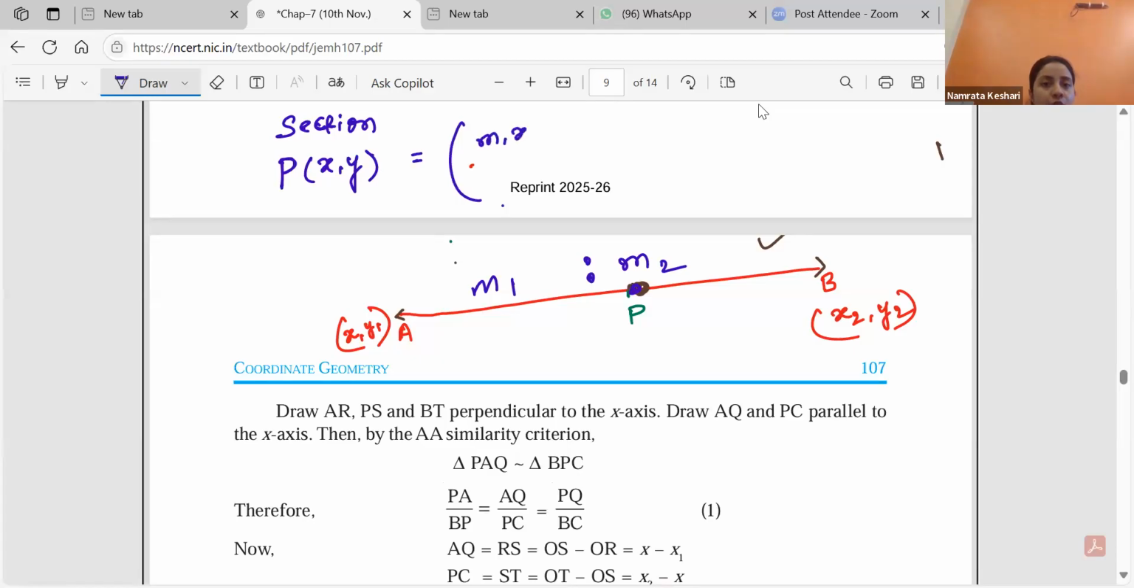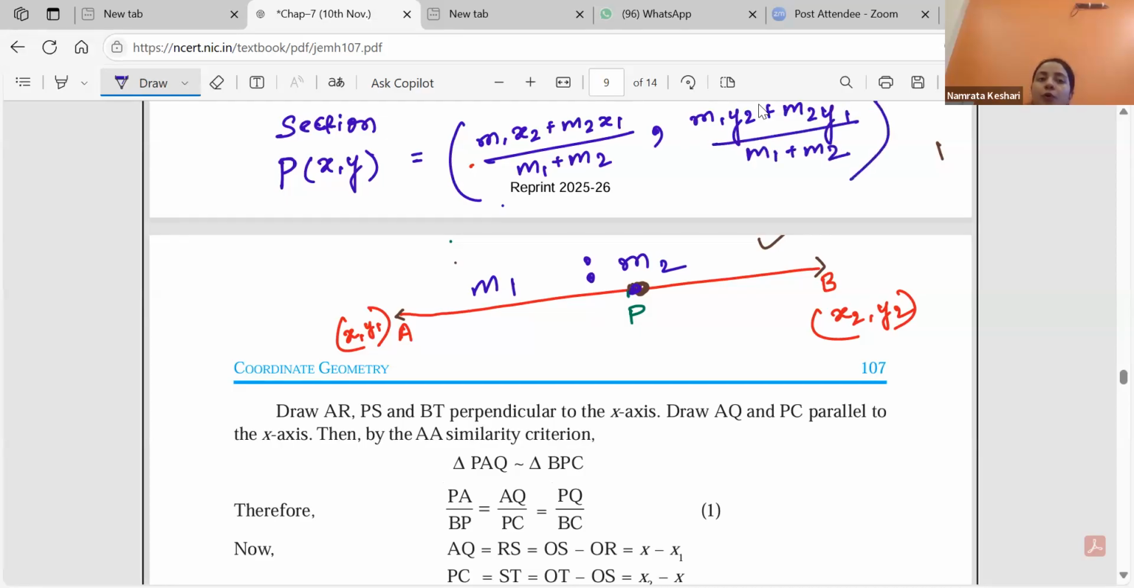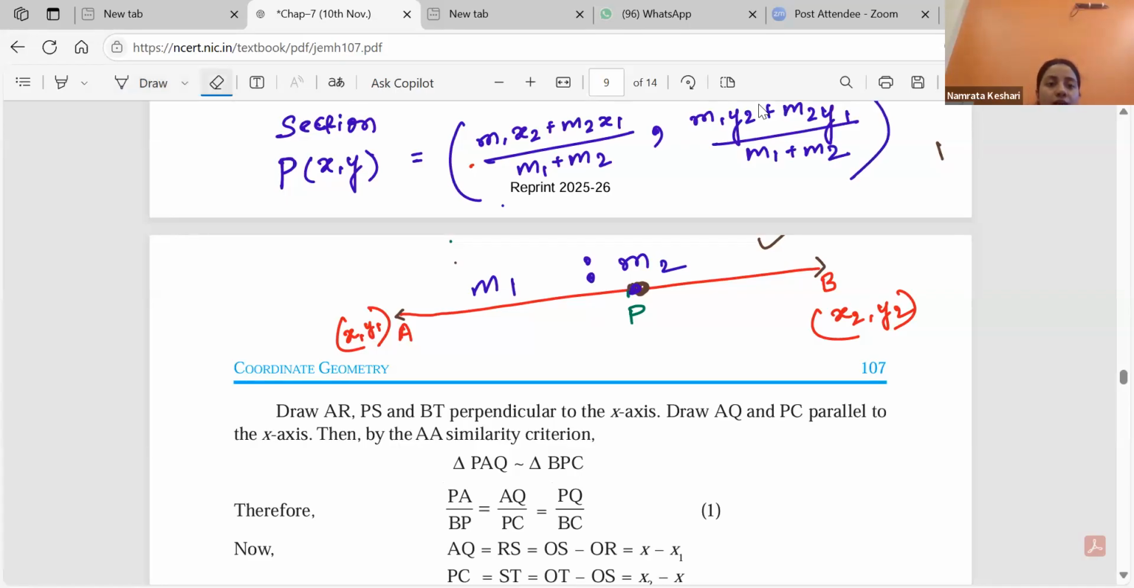For finding the coordinate of P, that is x comma y, the formula is m1 x2 plus m2 x1 over m1 plus m2. This will give you the x coordinate of point P. And comma, the y coordinate you will get by taking m1 y2 plus m2 y1 over m1 plus m2. This will give you the y coordinate of point P.